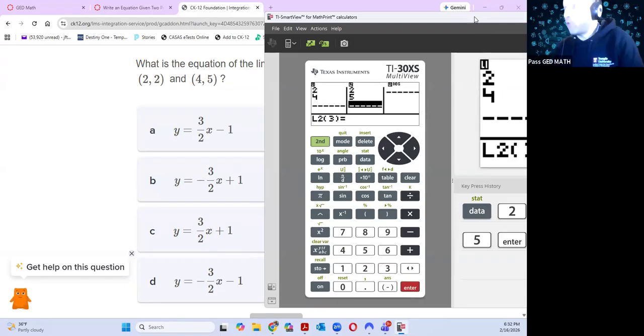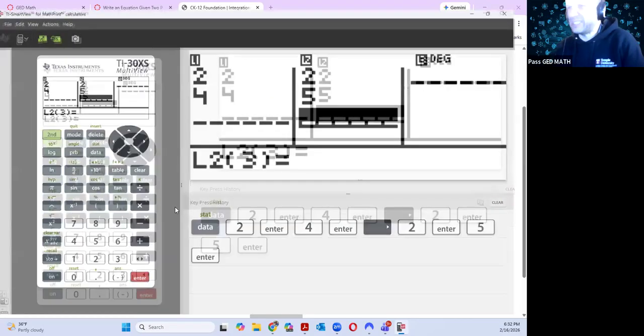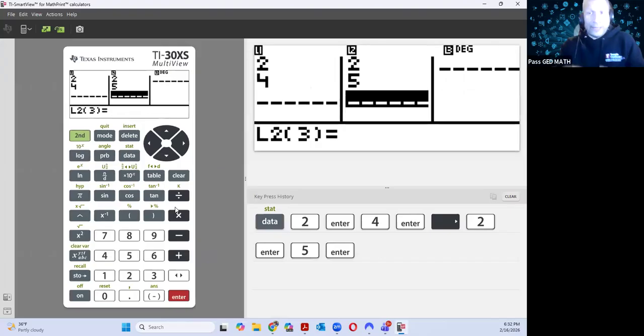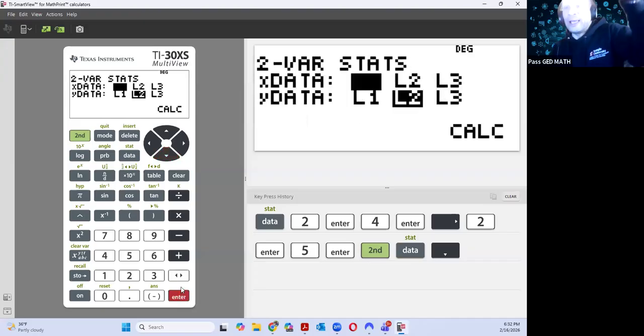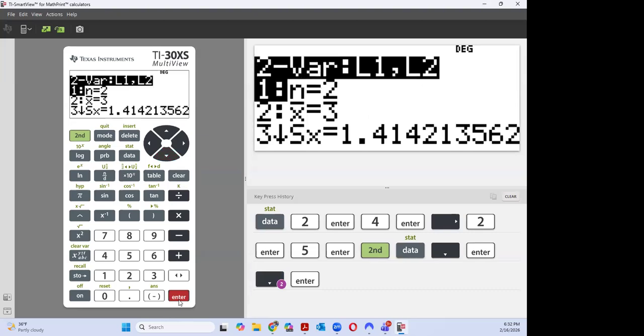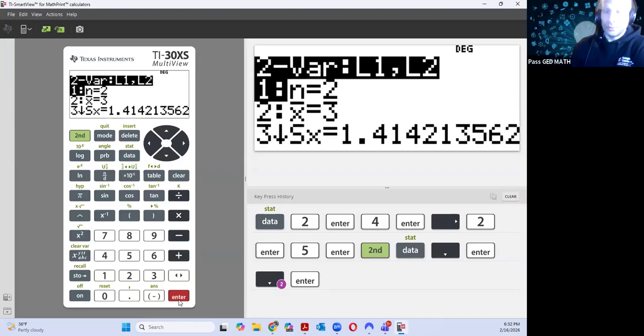The next step is just walking through this over and over again. Let me maximize the screen so we can see everything nice and clear. These are the steps you have to know. Once you put them in, it's easy. I want you to say it while you're pressing it. Second, data, two variable, hit enter. Come down to calculate, hit enter. Every time you put two points in to get the equation of the line: second, data, two variable, calculate.